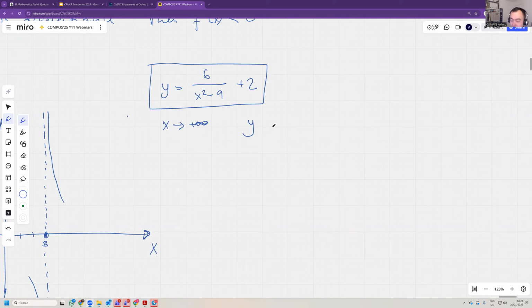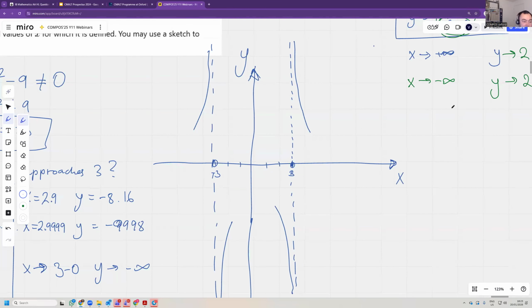Does it? Does it though? Tends to 2, correct? Because look, if this thing becomes really, really big, 6 divided by something unimaginably big is 0. So this whole thing tends to 0, plus 2, so y tends to 2. Now, if x tends to negative infinity, that also tends to 2 because that's also 0. Okay, so that's your asymptote. So 2 is your horizontal asymptote.